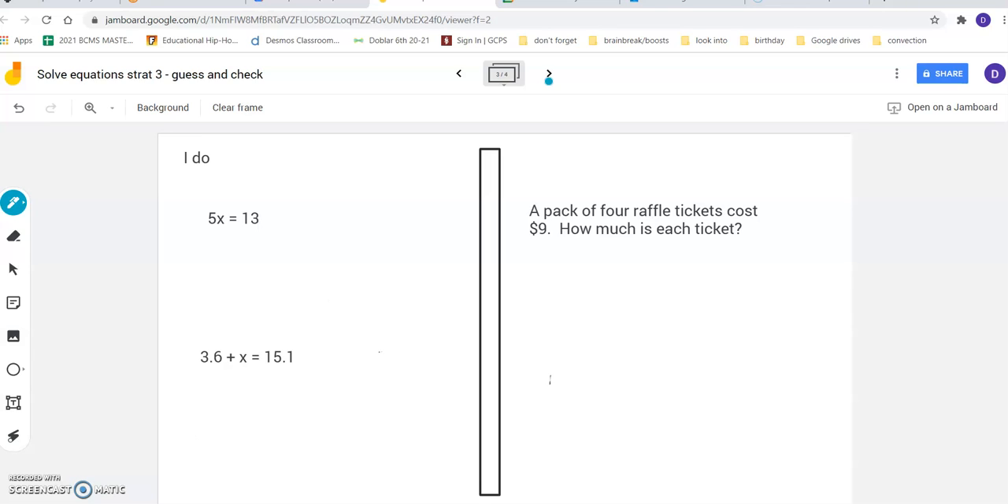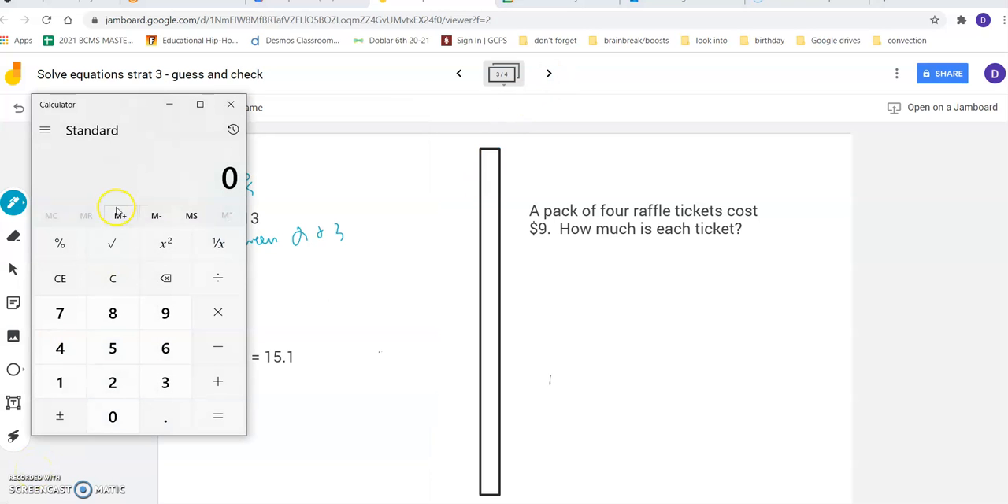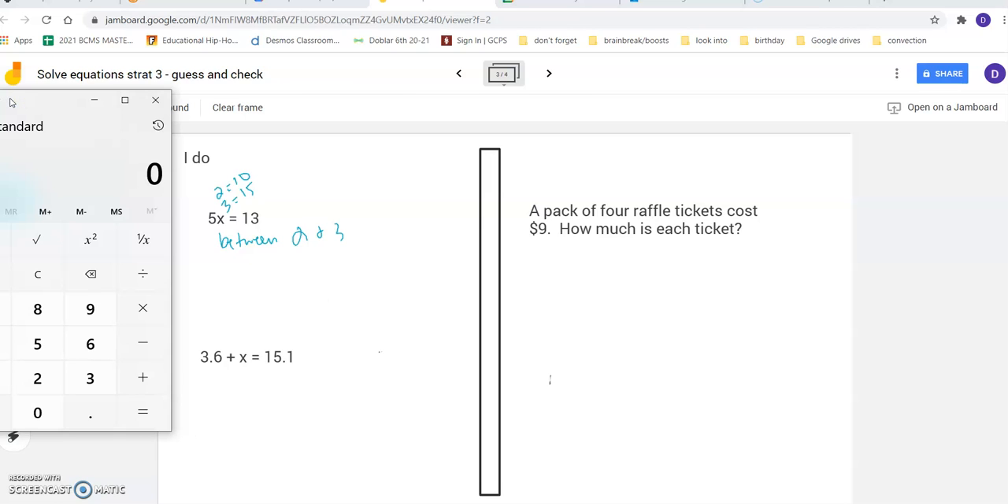So when I look at this, 5 times something equals 13. Off the top of my head, I know 5 times 2 equals 10. If x was 2, this would be 10. And if x was 3, 5 times 3 would be 15. So I know I'm looking for something between 2 and 3. I think x has to be more than 2 and less than 3, because 5 times 2 would be 10. That's too little. 5 times 3 would be 15. That's too much. So I'm just going to start guessing numbers between 2 and 3 and seeing if they're right.